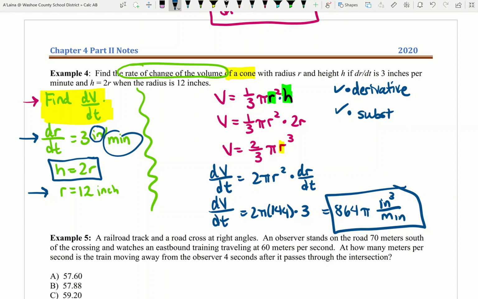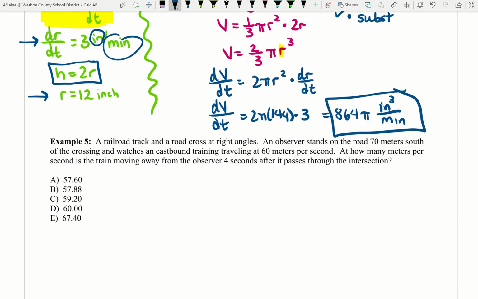Units are typically a full point. All right, let's take a look at this next one.